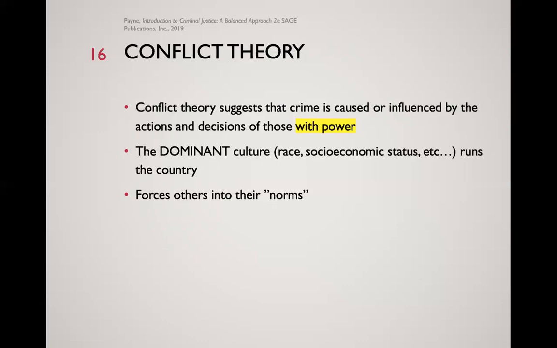So we'll use the example I was just talking about, Anderson's Code of the Street. Street families are not trying to adopt the cultures of these dominant cultures of the white people, the rich people, etc. They're not going to adhere to those norms, but the decent families, the ones that are trying to make a legitimate life for themselves, are going to try to adhere to those norms. That's what conflict theory is looking at, basically in a nutshell.